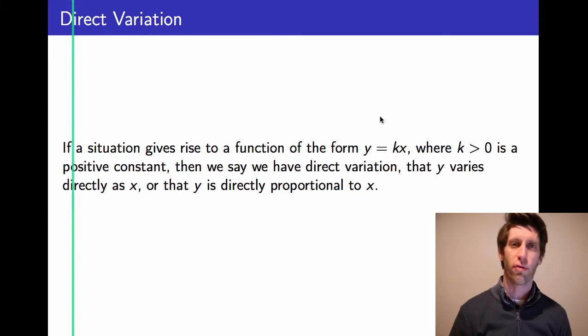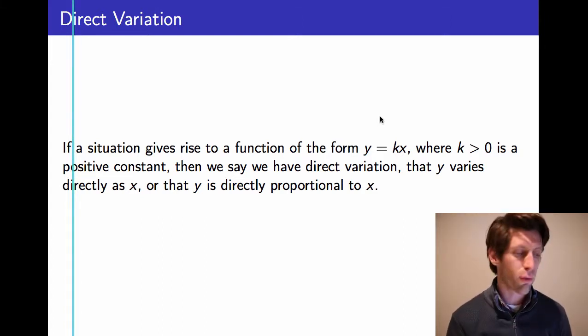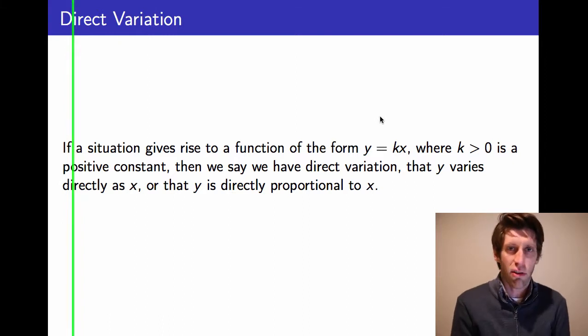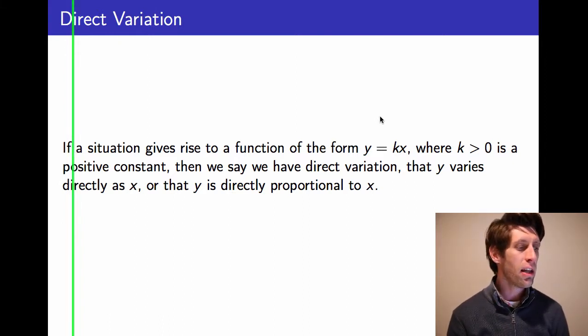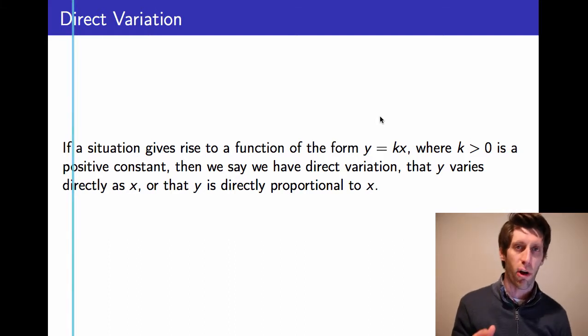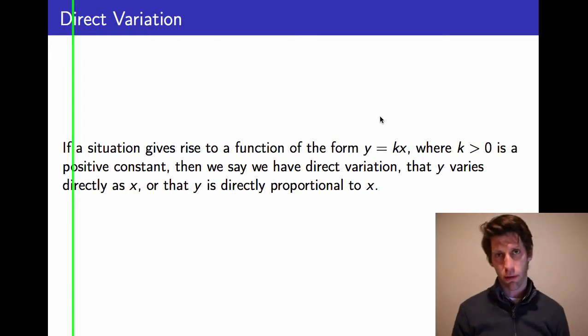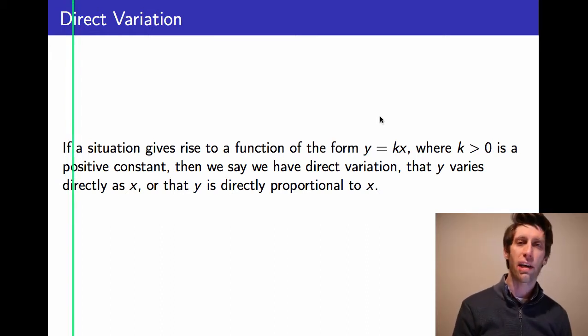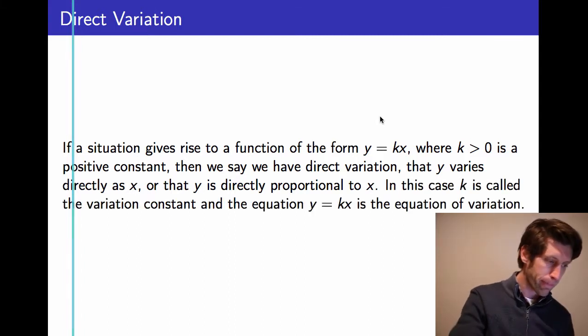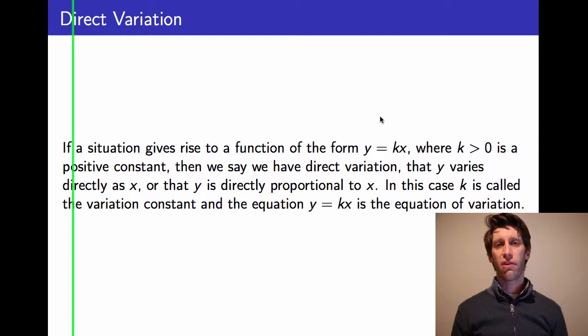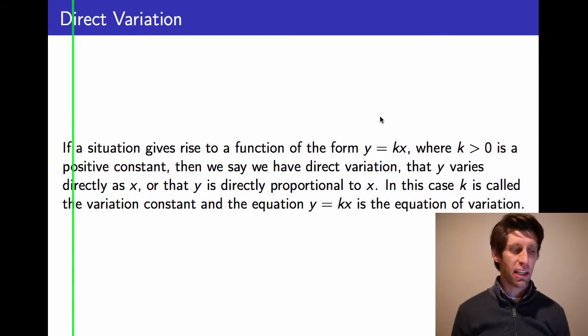So we'll start with the definition of direct variation. If a situation gives rise to a function of the form y equals kx, where k is just some positive constant number, then we use one of the following several phrases. We either say that we have direct variation, that y varies directly as or sometimes with x, or that y is directly proportional to x. In this case, k is called the variation constant and y equals k times x is called the equation of variation. So if you're ever asked for the equation of variation, that's what they want. And if you're asked for the constant of variation or the variation constant, you're just being asked for k.